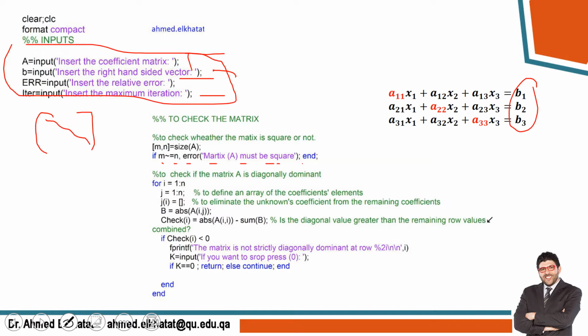Now we want to check if the matrix A is diagonally predominant or not. So we loop over i from 1 until n. You want to check each row, whether each row is predominant or not. In order to do this, the first item A11 should be larger than A12 and A13.